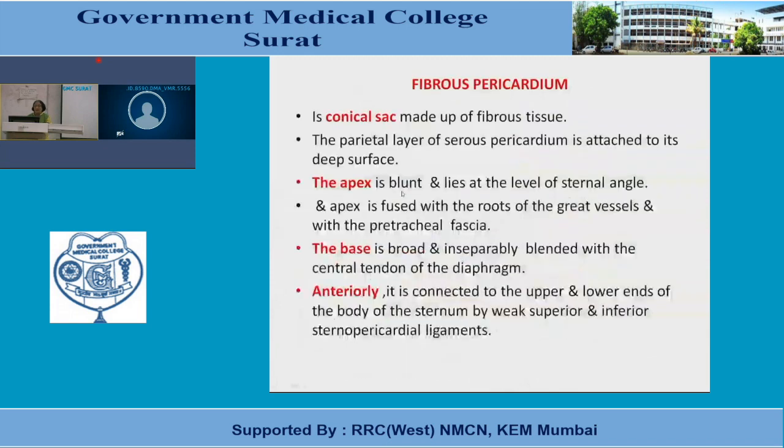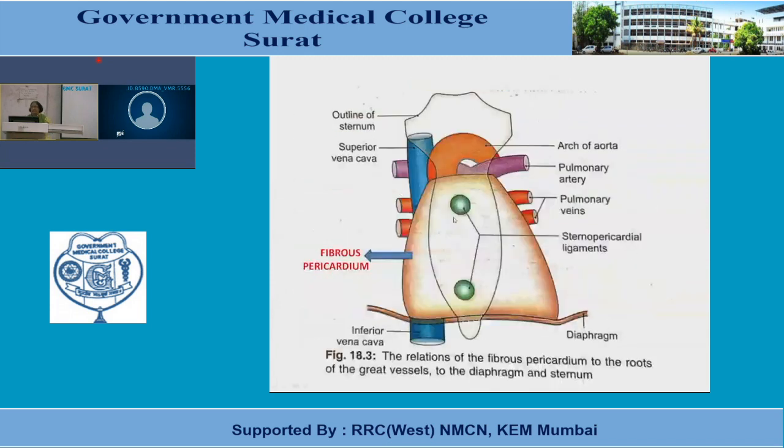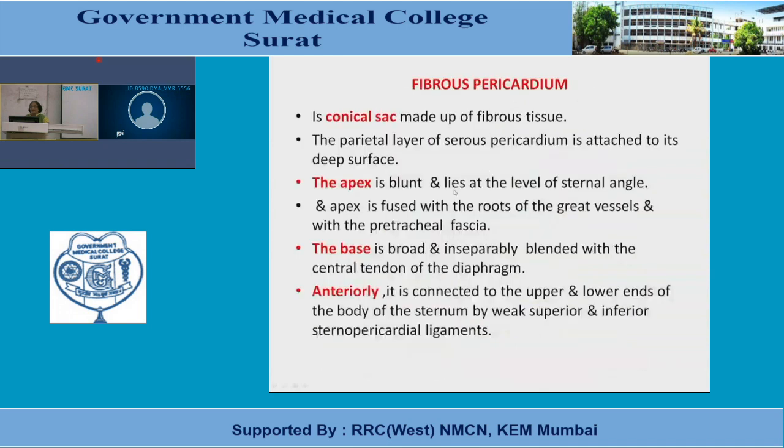Right? Now the apex is blunt. You can see the apex of the fibrous pericardium visualized in the given diagram is blunt and lies at the level of the sternal angle. And the apex is fused with the root of the great vessels and with the pretracheal fascia of the deep cervical fascia of the head and neck.